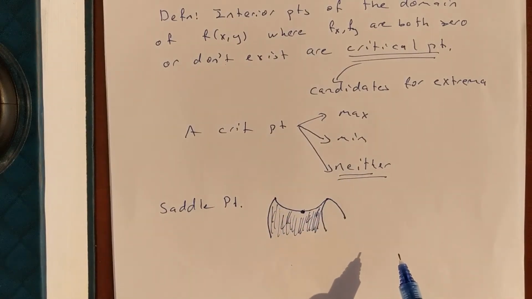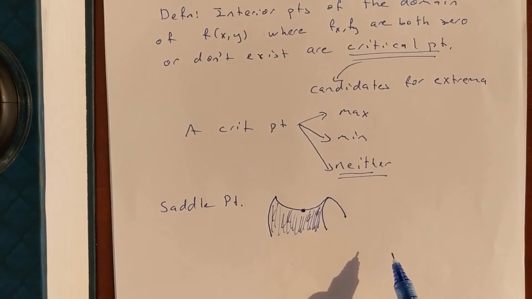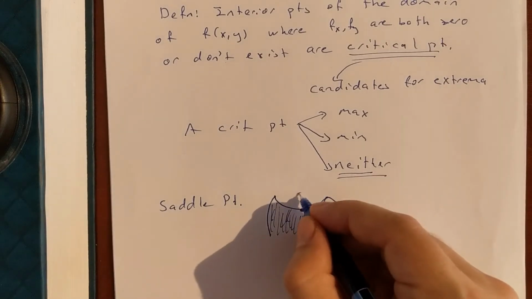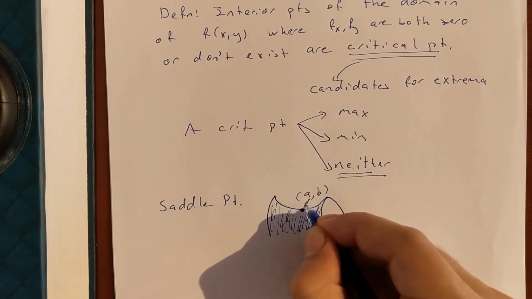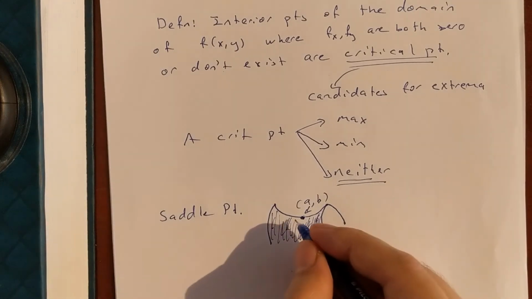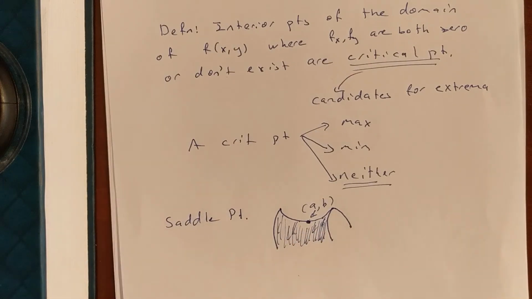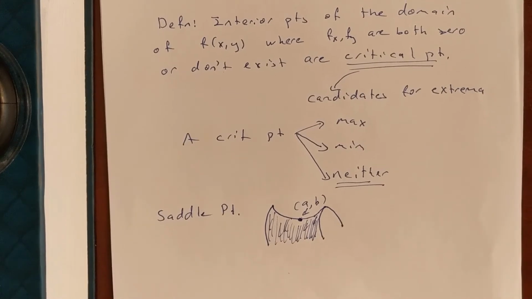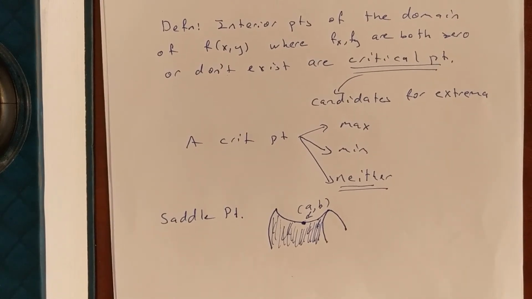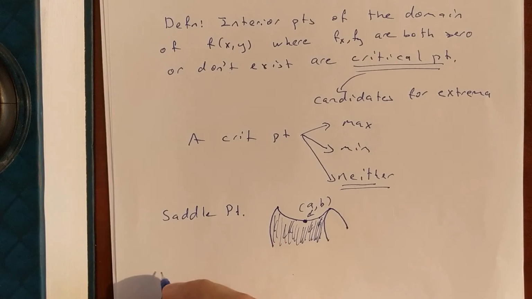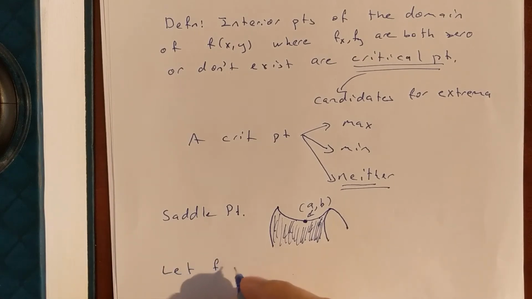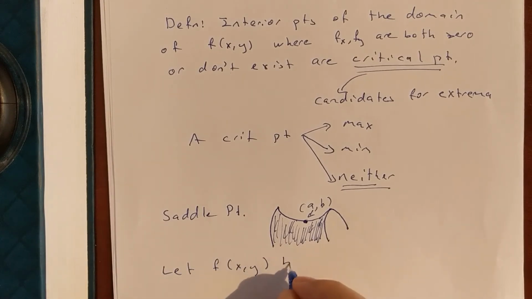So what classifies as a saddle point is you have this point and an open disk containing this point. This is the point (a, b), and no matter how small an open disk I take, there are always points greater than it on the ridge of the saddle, and there are always points lower than it on the sides of the saddle. That's a saddle point. So let f of x, y be a differentiable function.